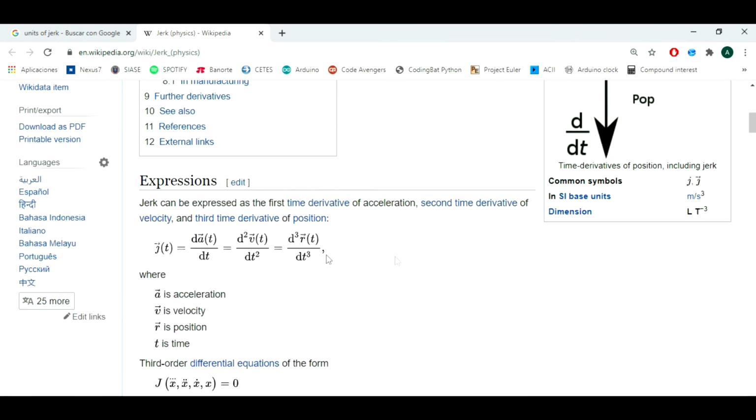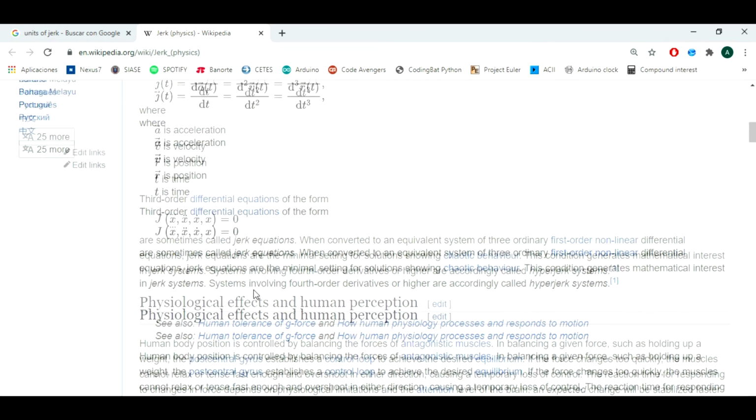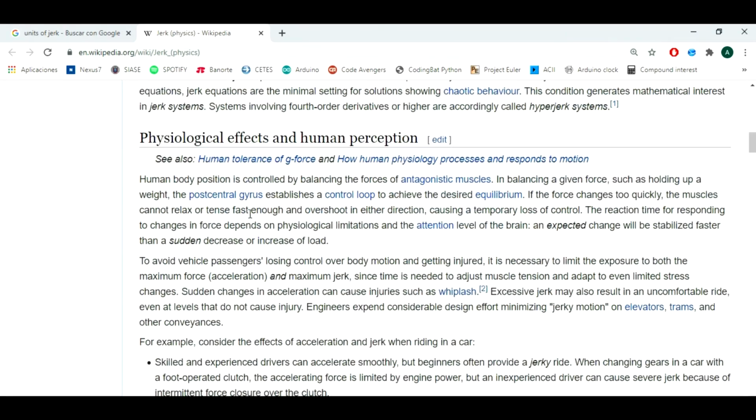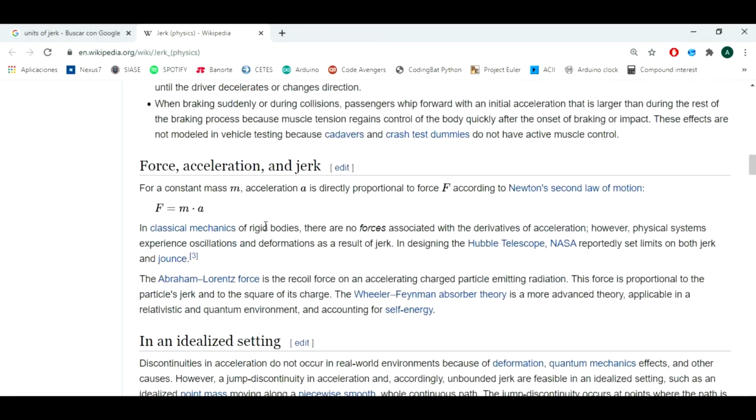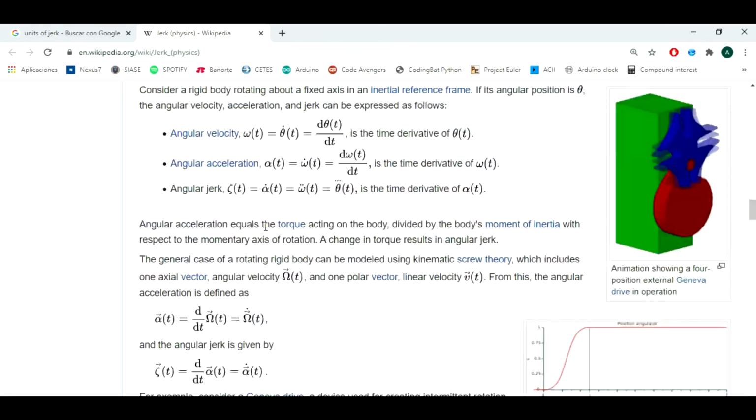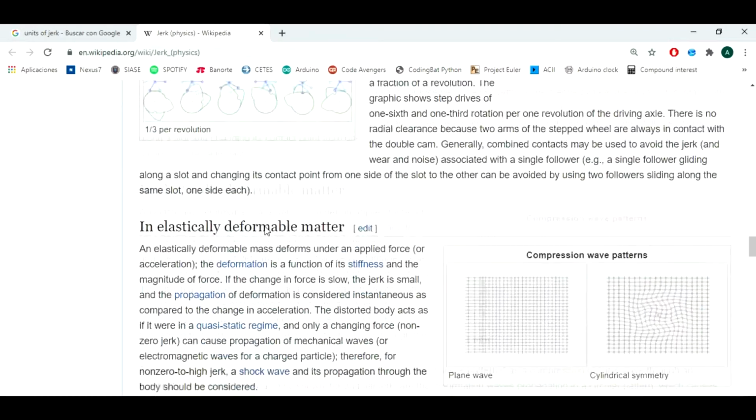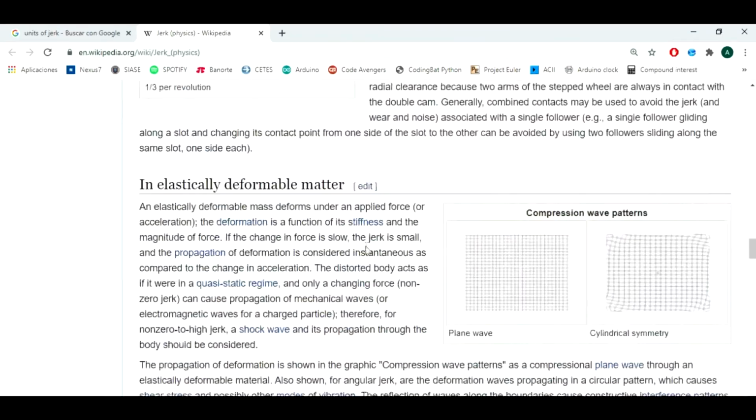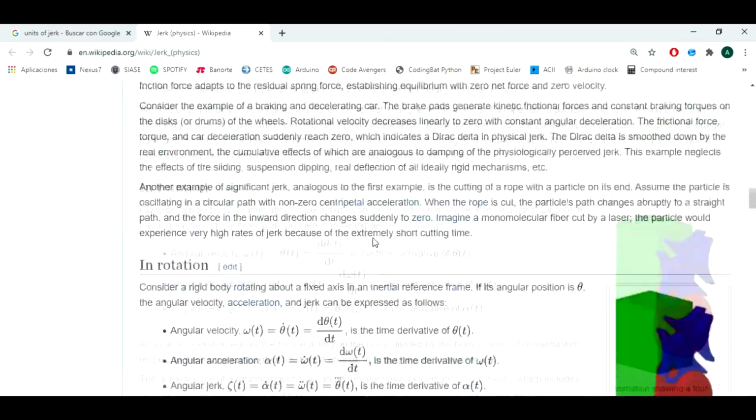Okay, so it says here that it is the third derivative of the position, the second derivative of the velocity, or the first derivative of the acceleration. So this is more like calculus. If you go to a faculty and you study physics, this is something very interesting, and you might see it, depending on the career that you are going to study. And as I said before, it has some applications, like the gravities, and also in roller coasters, of course.